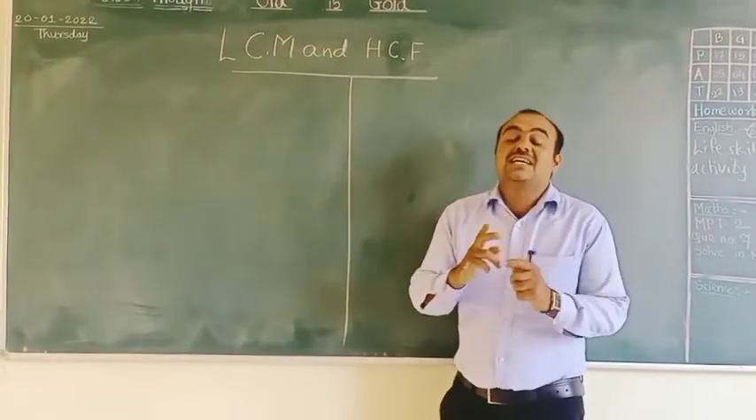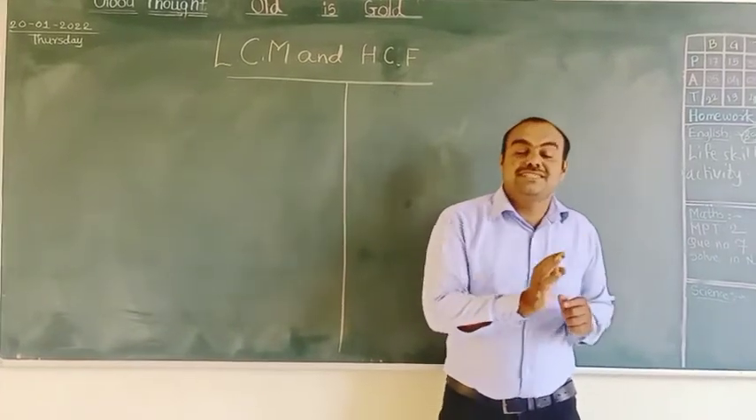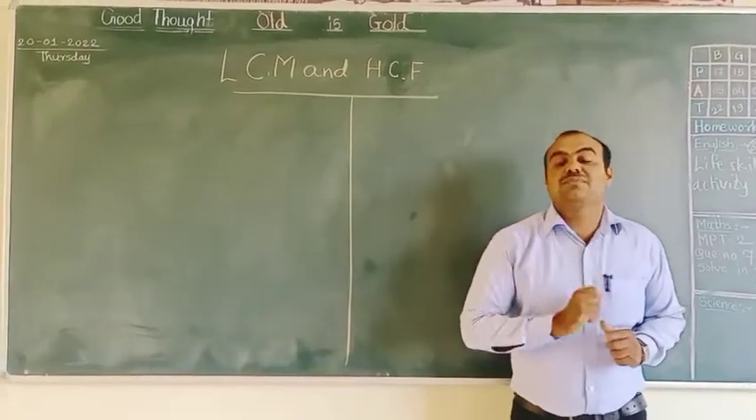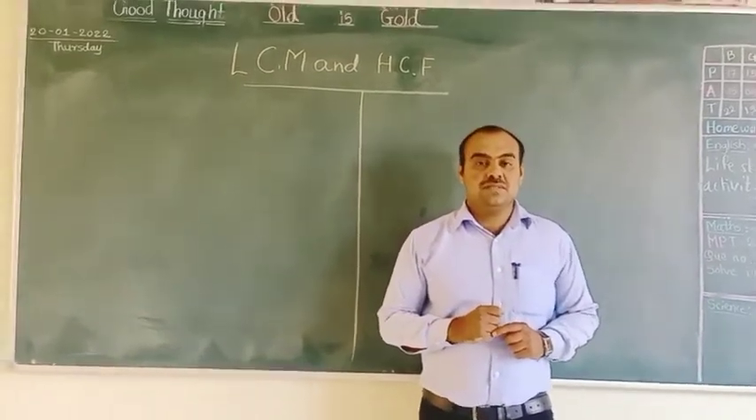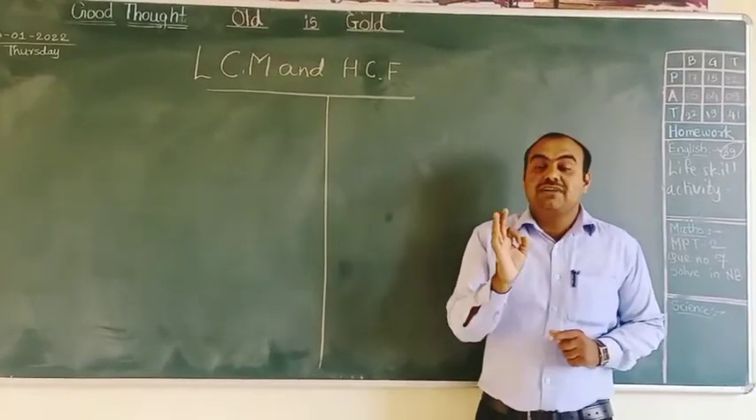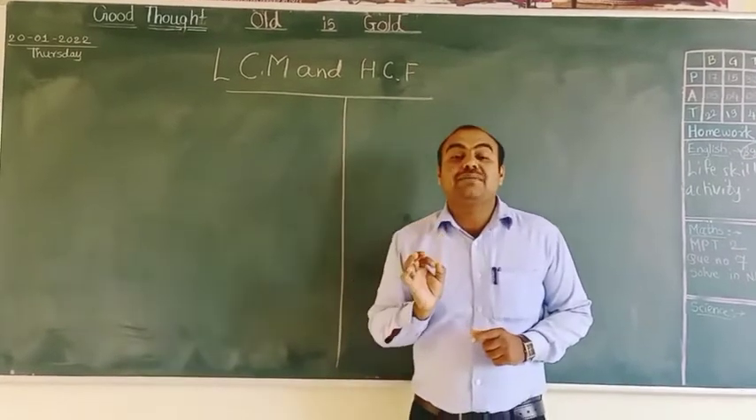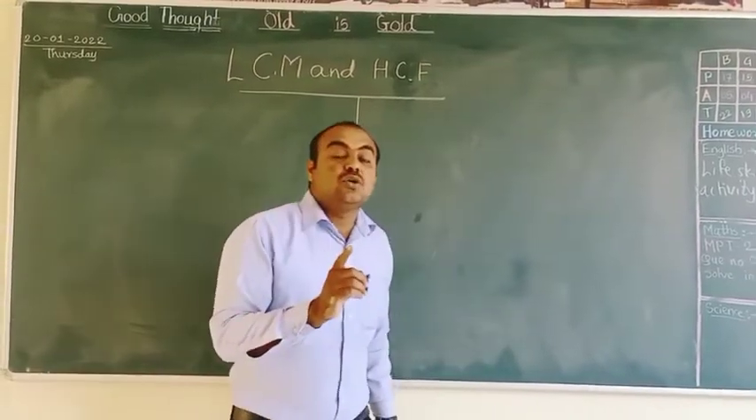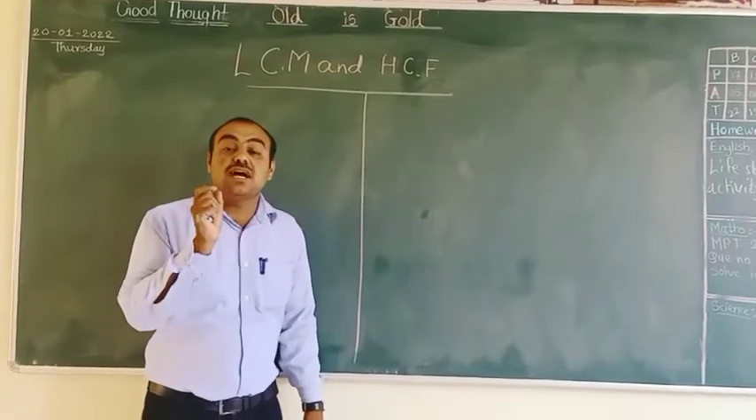So for finding out the common factor and the multiple, we must know some basic concepts first: what are prime factors, or what are prime numbers. So prime numbers means what? The number which is divisible only by itself and one is called a prime number. What is meant by prime numbers? The numbers which are divisible only by one and themselves are called prime numbers.